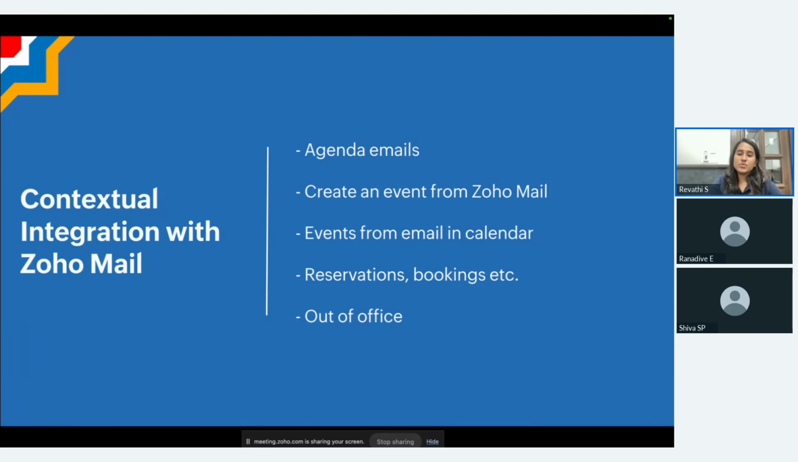Whenever you create out of office in your Zoho Mail, you can also add those in your calendar. When it is enabled, all the events, if you have already added any events, will be declined with a note saying you're away from your office, and anybody who wants to check your schedule will also know that you're out of office for the particular mentioned duration.